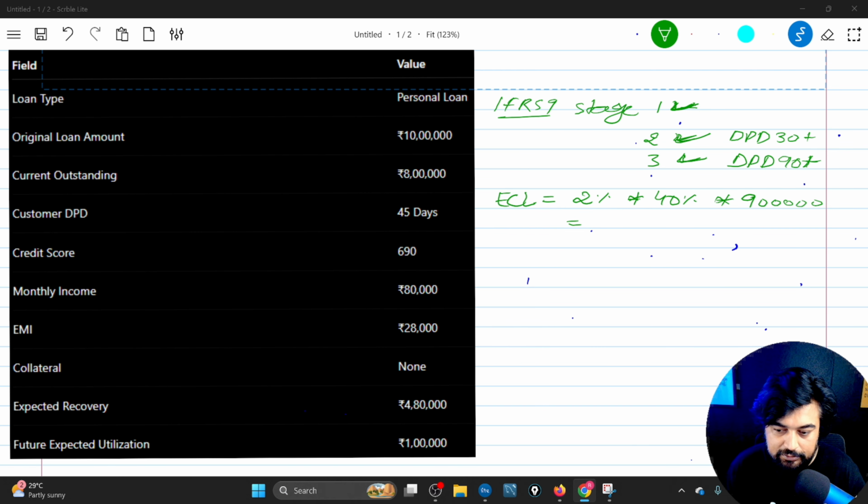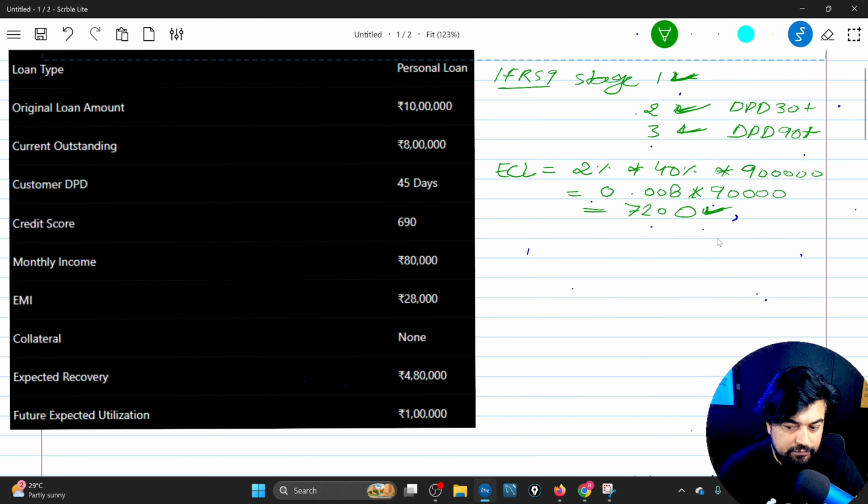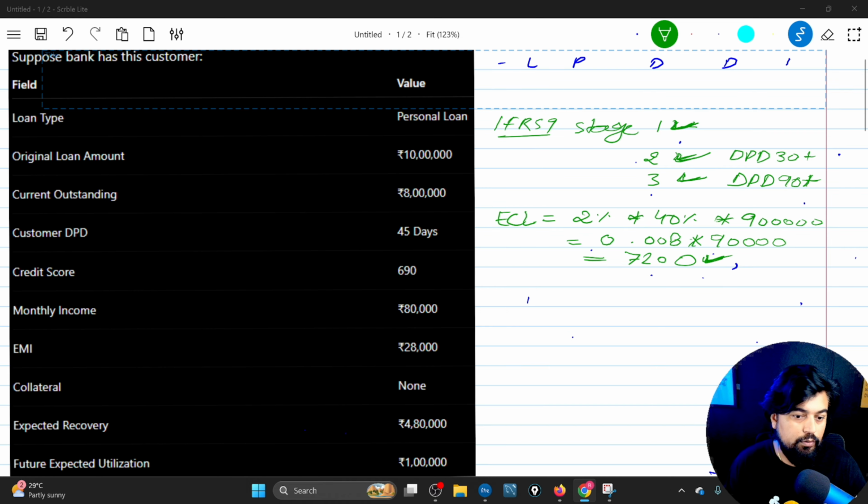Now when you do the calculation, it comes to somewhere around 7200. So because the customer is healthy, the bank creates a small provision. This is the expected credit loss which the customer can give the bank. So the bank will make sure that this much money they are keeping in their pocket to absorb the shock if the customer is defaulting. This is stage 1.